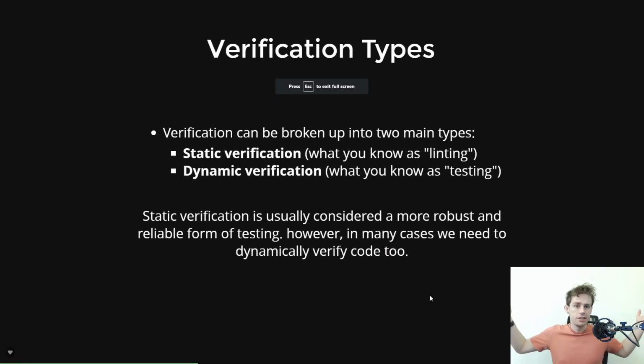Okay, so verification types. Verification can be broken up into two main types. The first one is static verification, which is what you know as linting. We talked about this yesterday, right? It's all the stuff around type checking, style checking, logic checking, and so on. It's static because the code's not running. It's kind of like inspecting a car before it drives.